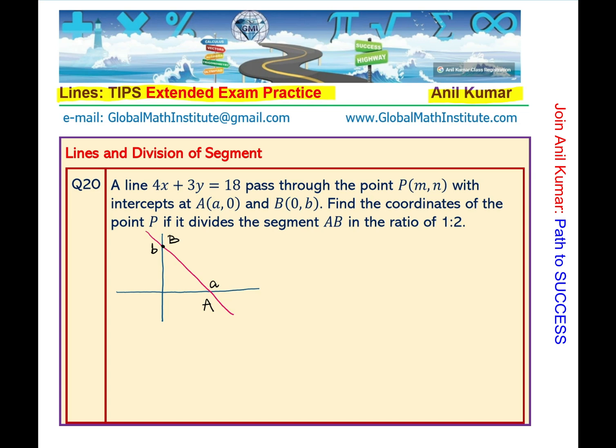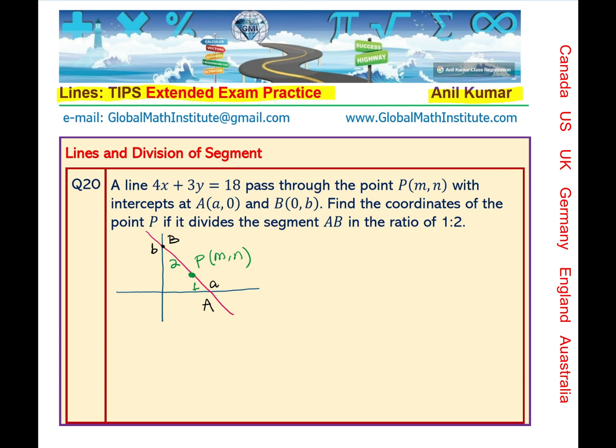Also we are given a point P on the line which divides this line in the ratio of 1 is to 2, coordinates of point being (m, n). We need to find the point P. Perfect. So I hope the diagram is clear to you. Now this point P divides line segment AB in the ratio of 1 is to 2. So this part here is 1 and this part here is 2. Correct. Let us say O is the origin.